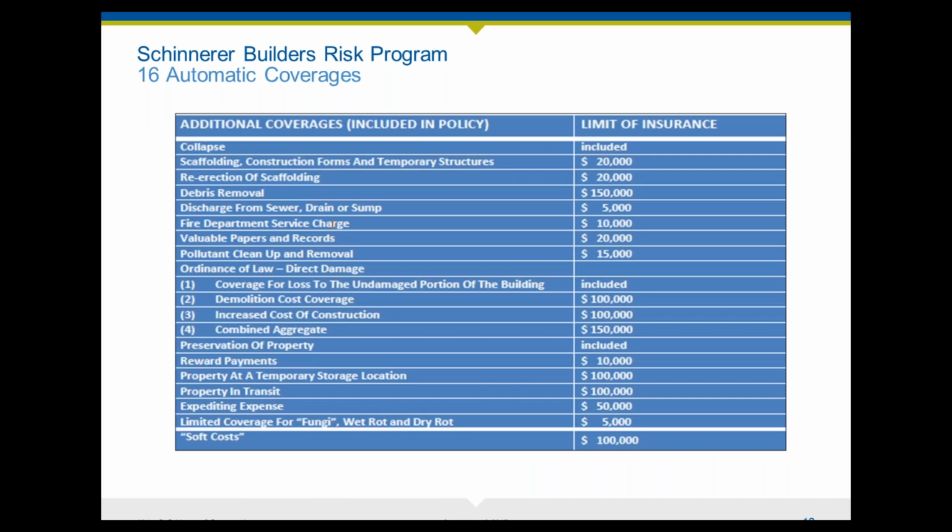I wanted to point out the 16 automatic coverages that are automatically included in our basic builder's risk form. Here is the list of the 16 coverages and the automatic additional sublimits. A few that I like to point out are the property at temporary storage location and the property in transit. Each are at $100,000. Expediting expenses is $50,000. And then soft cost, at no additional charge, a $100,000 limit is automatically included.